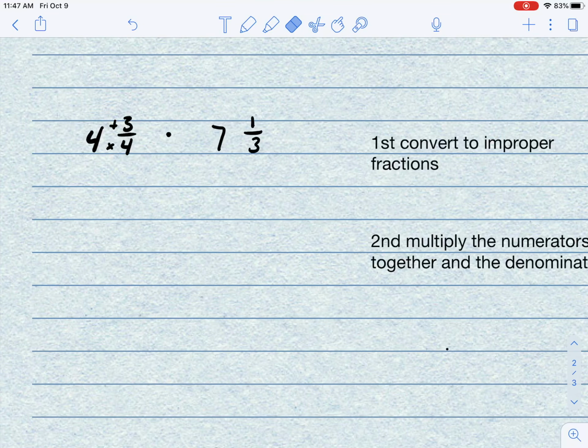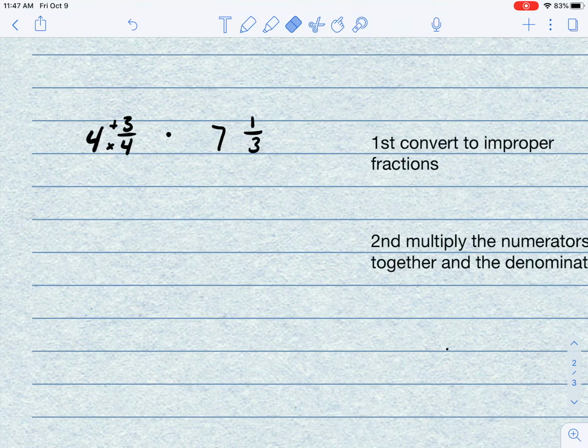Alright, so multiplying mixed numbers, there's going to be two steps that we follow. Well, three. A third is going to be to write as a mixed number. So this first step says to convert to improper fractions. So we don't need a common denominator, we just need to convert them into improper fractions. So once again, it's denominator times whole number plus numerator.